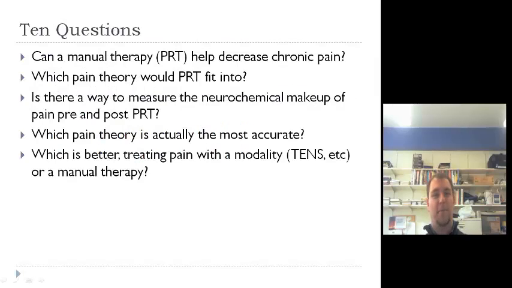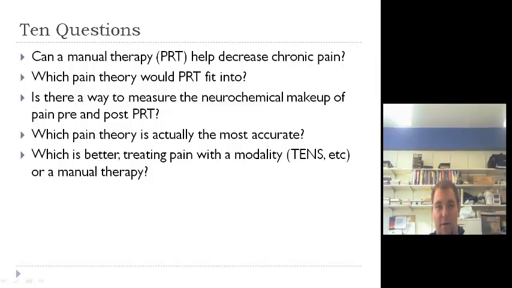Some of my 10 questions here. Can a manual technique therapy such as positional release help decrease chronic pain? I don't think we understand chronic pain that well. We'll get there. Which pain theory would positional release fit into? I think the new law of pain theory here that I'd like to post back to task stream once we clear out my old presentation. I want to post this article.